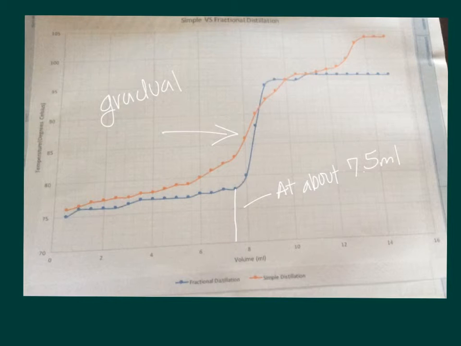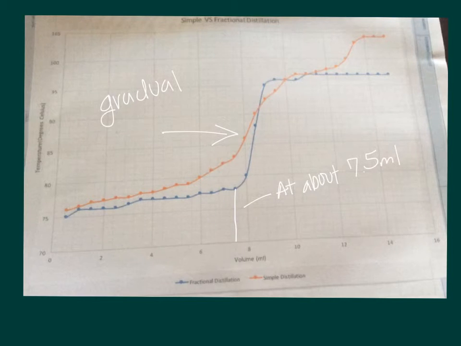In this graph, it is very visible how the simple distillation line is very gradual, and it's a little bit harder to tell the percent composition of ethanol and water in the unknown. However, in the fractional distillation, the line is a lot more spread out. Based on this line, about 7.5 mLs of the distillate is ethanol because of the drastic change in temperature.